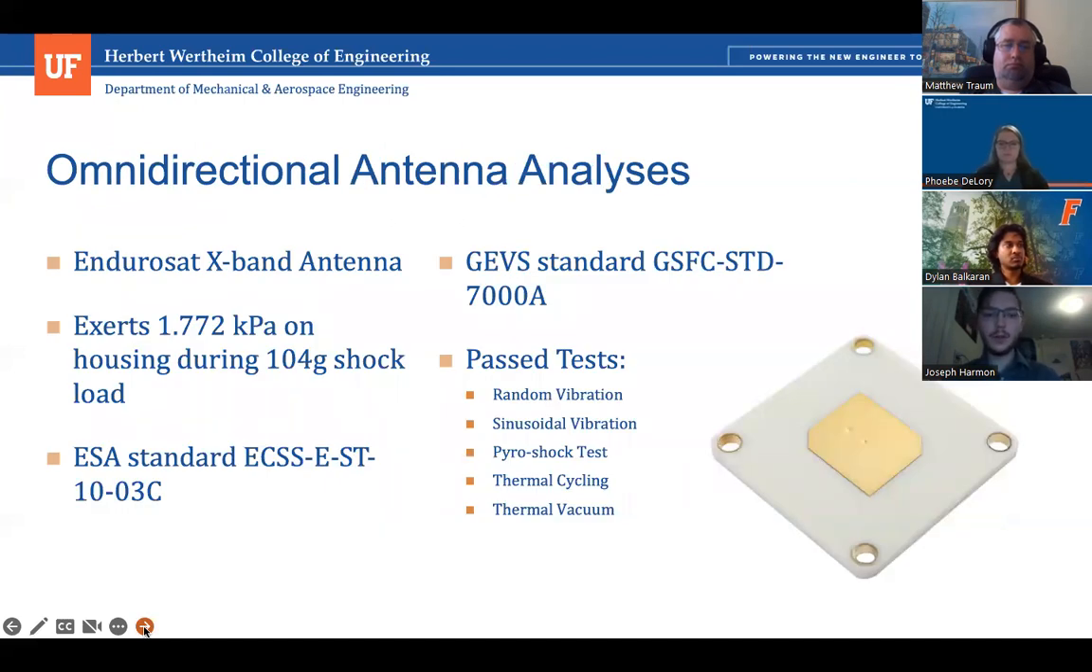The X-band antenna is small. Even in the full shock load of 104 Gs, it only exerts about 1.7 kilopascals on the housing shell, so it won't cause any structural damage. And based on data provided by the manufacturer, it complies with standards for GEVS and ESA, which are both standards made by NASA for parts used on the exterior of satellites. It has passed space testing in both vibration and thermal fields. It'll be fully operational the entire mission.